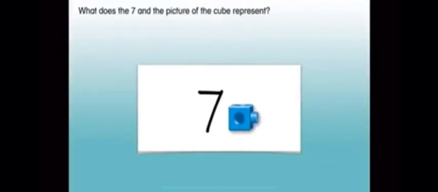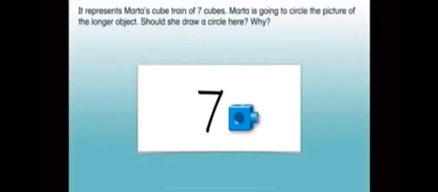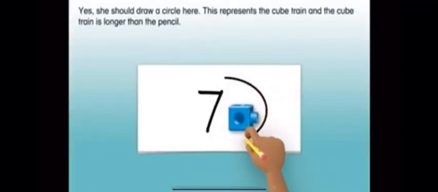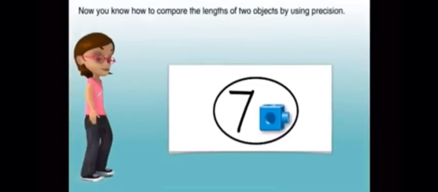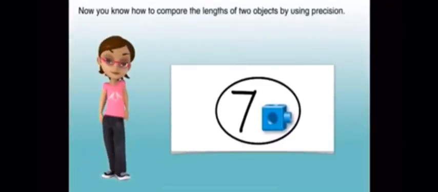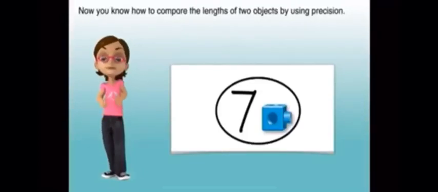What does the 7 and the picture of the cube represent? It represents Marta's cube train of 7 cubes. Marta is going to circle the picture of the longer object. Should she draw a circle here? Why? Yes, she should draw a circle here. This represents the cube train, and the cube train is longer than the pencil. Now you know how to compare the lengths of 2 objects by using precision. Great job!